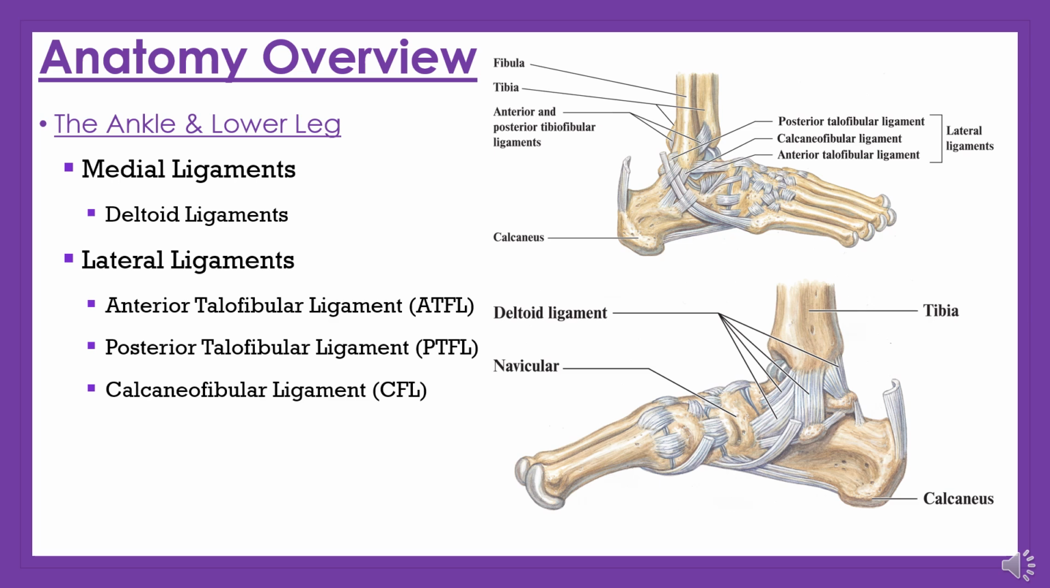On that lateral side of the ankle, we have three important ligaments. We have that anterior talofibular ligament, or ATFL, and the posterior talofibular ligament, PTFL, and then the calcaneofibular ligament, which is commonly referred to as the CFL, or CF ligament. And collectively, these lateral ligaments are much more susceptible to injury.